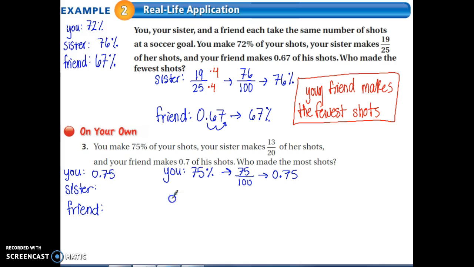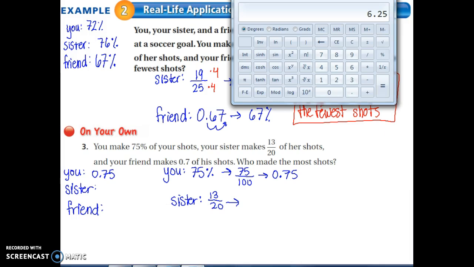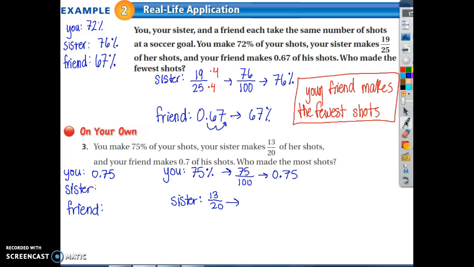Your sister makes 13 out of 20. To turn that into a decimal, we have talked about earlier in the year that all we need to do is simply divide the two numbers, 13 divided by 20. So on a calculator, I'll take 13, I'll divide it by 20, and I end with 0.65. So your sister makes 0.65 of her shots on the soccer goal.